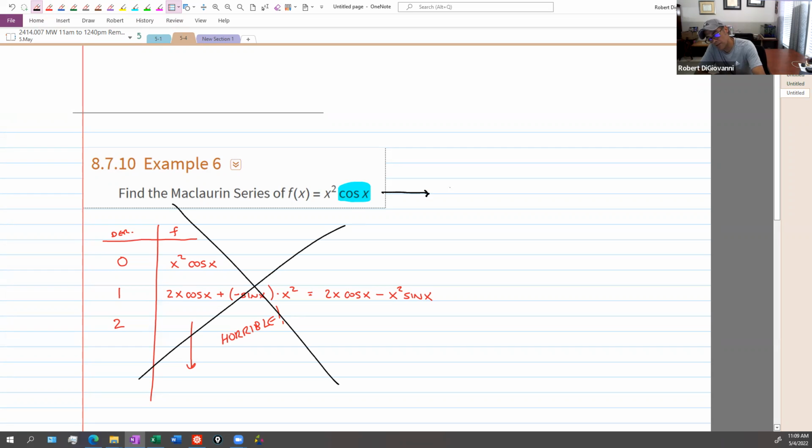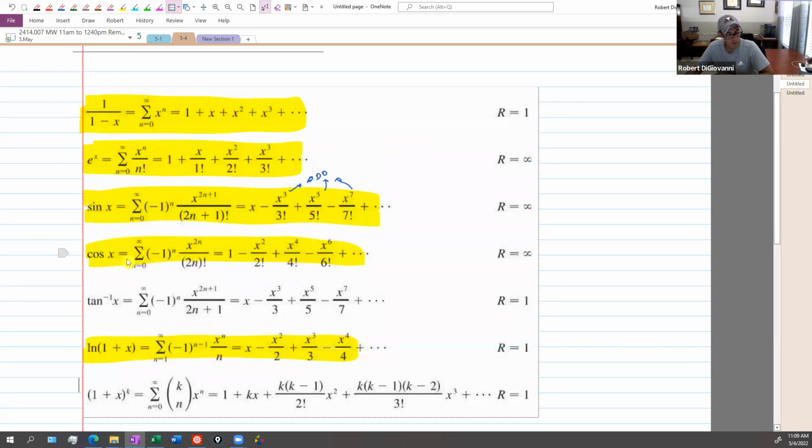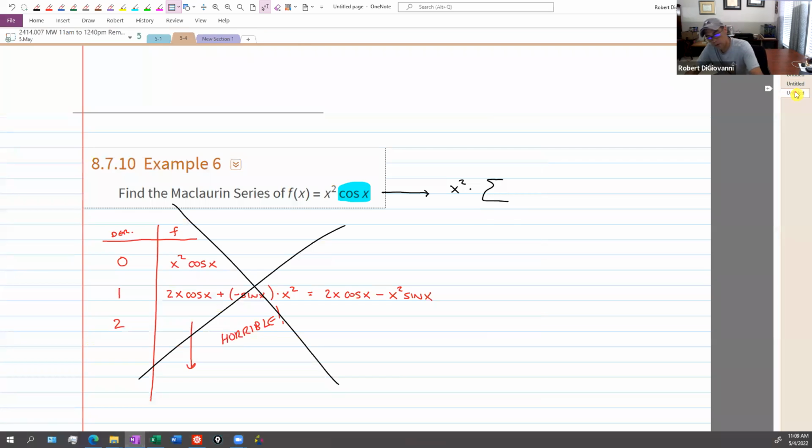So I'm going to rewrite this as x squared times, well, cosine we said was the sum, right? And we can just go to this power series right here, which is from our notes last class, right? I'm just going to use that Maclaurin series. So we've got the sum n equals 0 to infinity, -1 to the n times x to the 2n over 2n, right? That's our Maclaurin for cosine.